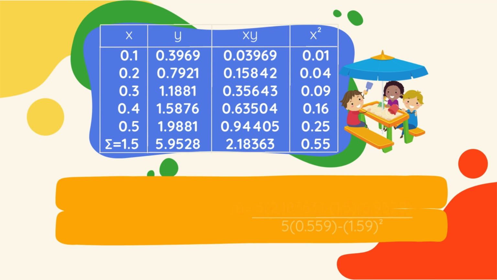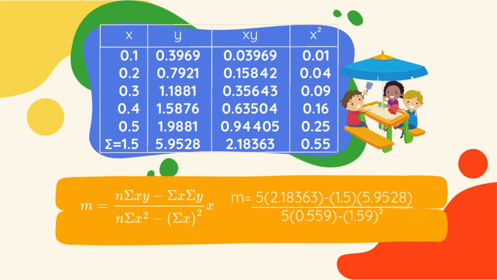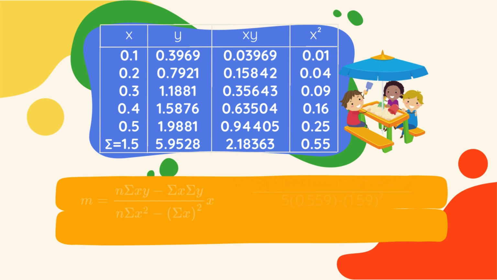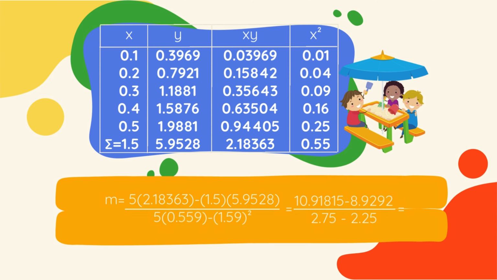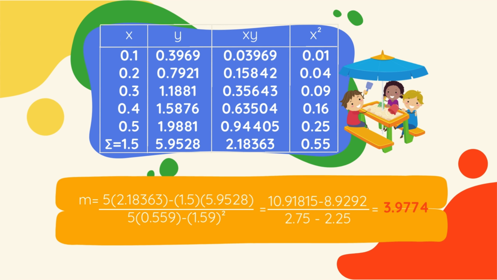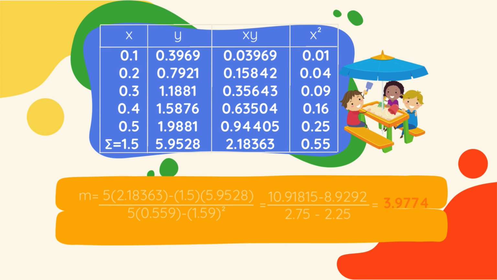To find m, we can just substitute using the formula given, which is 5 multiplied by 2.18363 subtracted by 1.5 multiplied by 5.9528, divided by 5 multiplied by 0.559 subtracted by 1.59 squared. Then we group these numbers and we have our answer, which is 3.974.